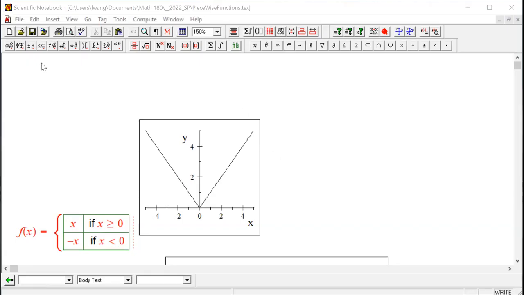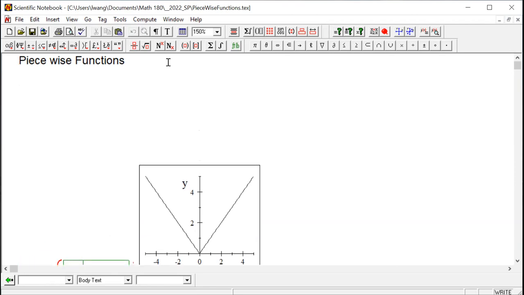Hello, in this lesson, we're going to talk about piecewise functions. Piecewise functions, plural. We're going to talk about some very useful piecewise functions in this section. First of all, it has to be a function, right? So what is the definition of a function? Let's recall the definition of a function.